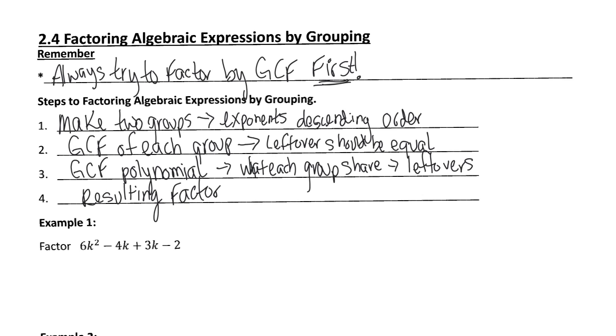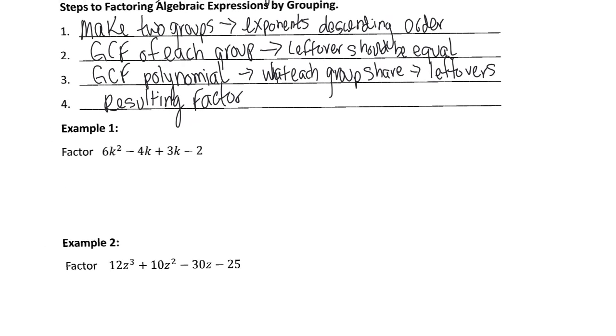So let's see this in practice. Make two groups. Exponents should be in descending order. So looking at our exponents, are they in descending order? Yes, they are in descending order, which means I can put them into two groups. And generally, those two groups are our first two terms and our last two terms. So as long as it's in descending order, it's your first two terms and your last two terms. Those are our groups.